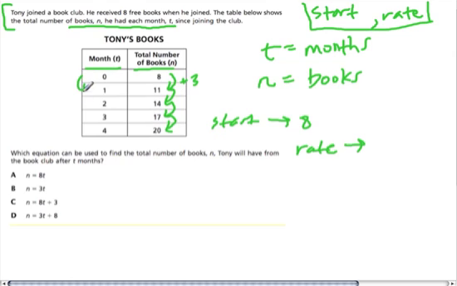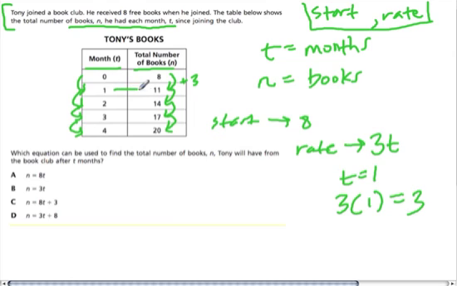And the number of months is also going up by 1 each time. So the rate here, for every time the month goes up by 1, the total number of books increases by 3. So it's 3 times the number of months. If 1 month had passed, T would be 1, and our rate would be 3 times 1, or 3. But look, we have 11 books here after 1 month. So we have to start with 8.